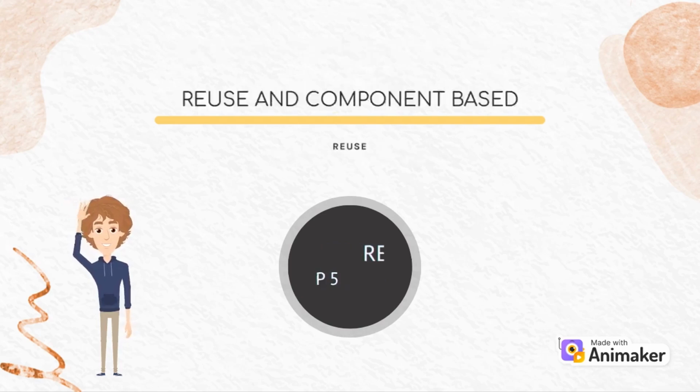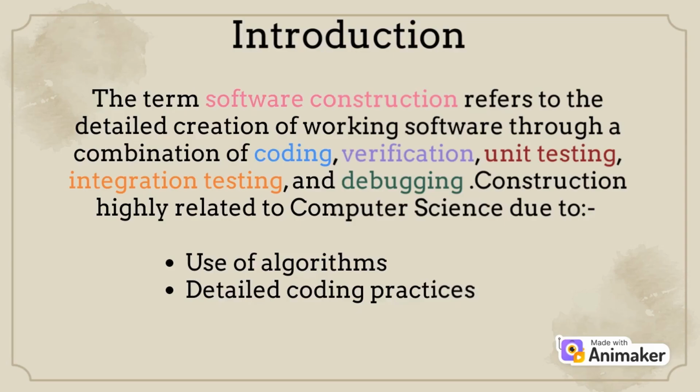We're from Group 5 and today we will be presenting question 10, which is process of construction for reuse. For introduction, the term software construction refers to the detailed creation of working software through a combination of coding, verification, unit testing, integration testing, and debugging. Construction is highly related to computer science due to the use of algorithms and detailed coding practice.